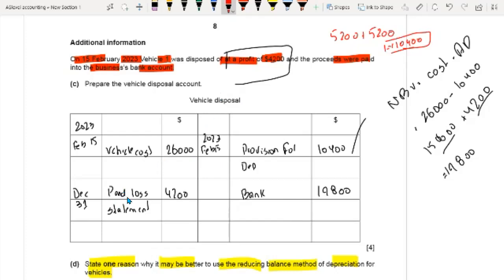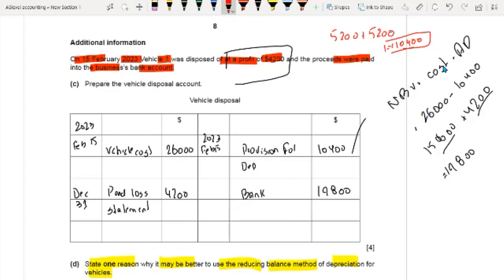That's why we'll be writing it here. Profit and loss statement is equal to 4,200. So this would be credit and vehicle disposal account would be debit. But we don't know what the bank entry is, because we don't know how much amount we get. Whatever amount we get, because this is the profit, it means that we get the amount above its net book value. So that's why we have to find out its net book value first.